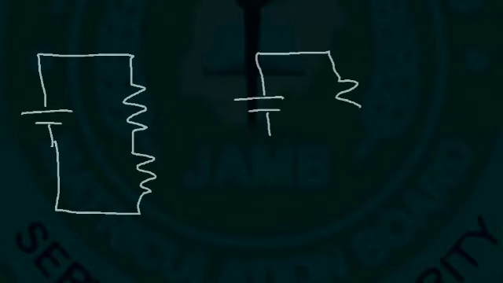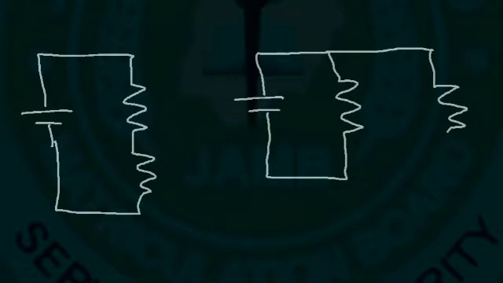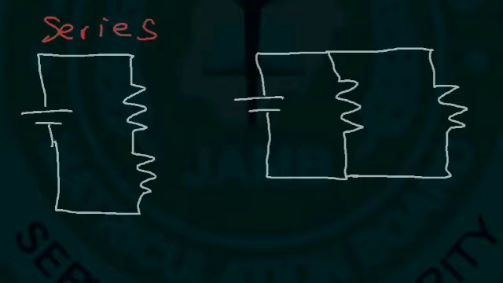Now consider the following two circuits. Which one is a series circuit and which one is a parallel circuit? And also, why did you choose the answer that you chose? It turns out that the series circuit is the one on the left, and the one on the right is a parallel circuit.